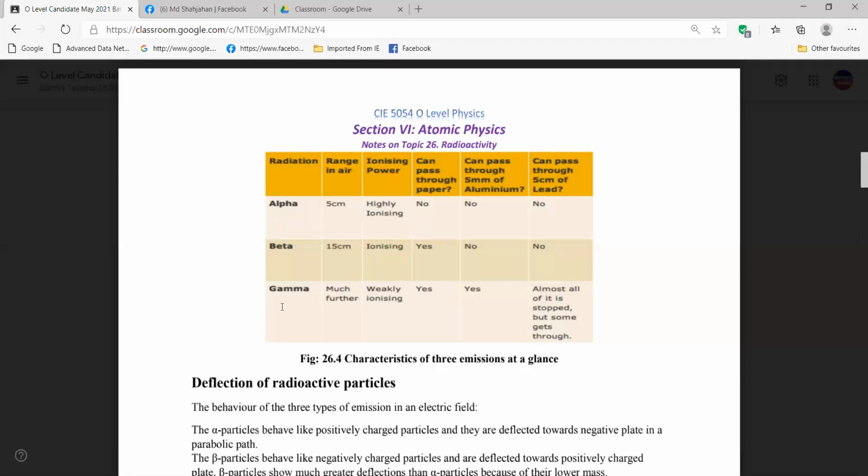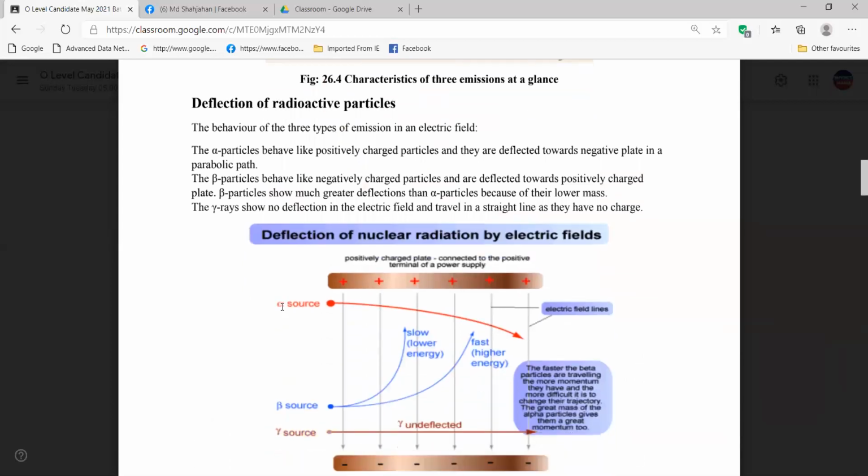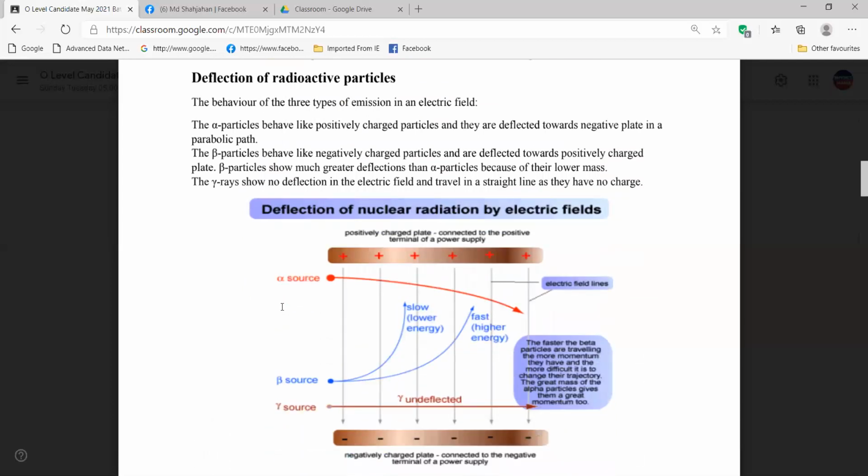Now, this one is clear, right? The data or the table is clear to you. We can go to the deflection of radioactive particles, the one I also discussed in the electric field, how they are behaving.